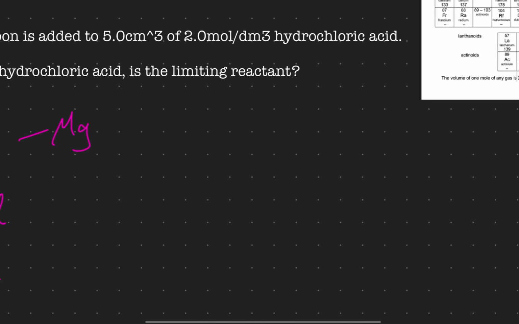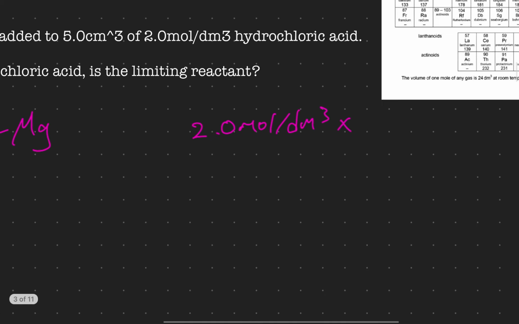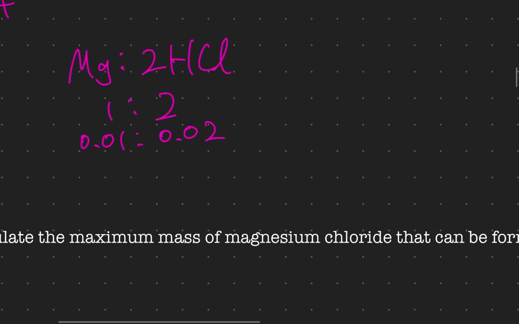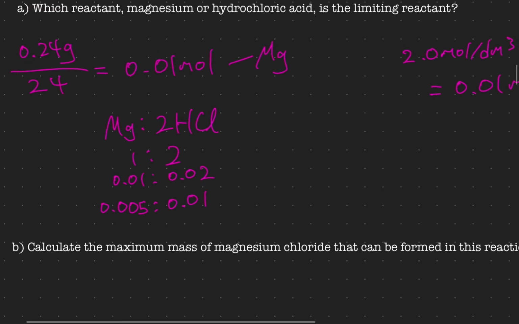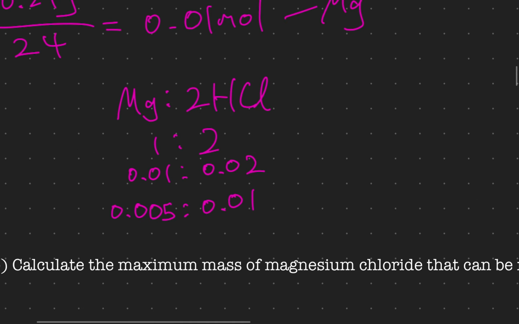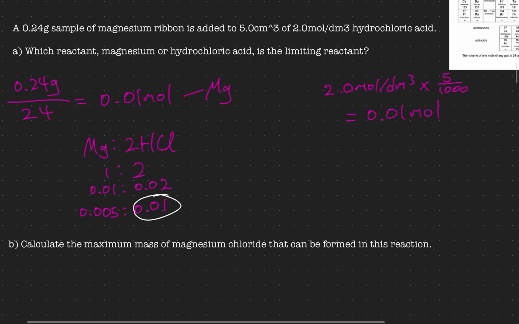Alright, so now let's find out how many moles the hydrochloric acid has. So 2.0 mole per dm cube times 5 divided by 1000, which will give me 0.01 moles. So therefore, if my hydrochloric acid has 0.01 moles, that would mean that my magnesium would just need 0.005 moles. And therefore, we can see that there is still excess magnesium left. So therefore, hydrochloric acid is the limiting reactant.